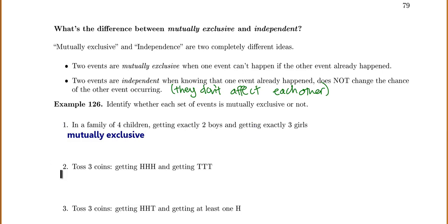Next, let's toss 3 coins. And we want to get heads, heads, heads, and tails, tails, tails. Can you get that at the same time? Well, no. If you have heads, heads, heads, you can't also have tails, tails, tails. So this would be mutually exclusive.